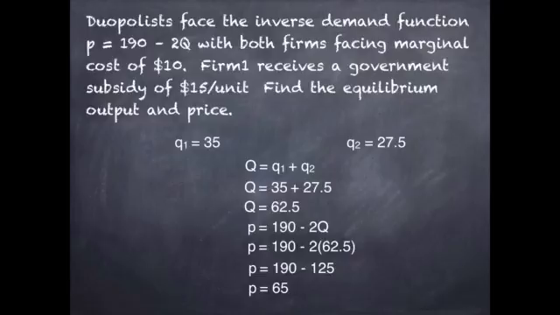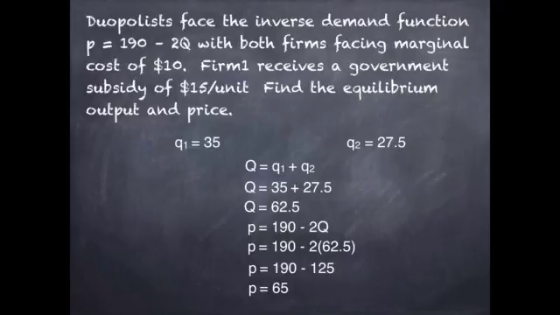So the important thing about this is that if you're faced with a duopolist problem and one firm is receiving a subsidy, make sure you make the appropriate adjustment to the total revenue function. The total revenue function is going to be P times Q plus the value of the subsidy. So it's going to be the subsidy multiplied by the output of the firm that is receiving the subsidy.